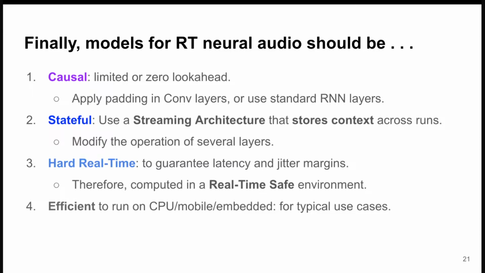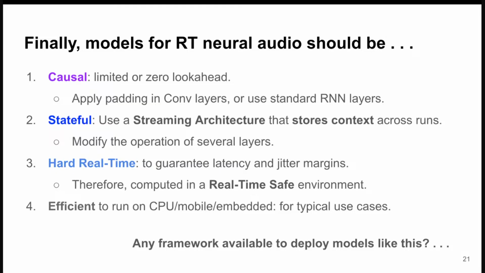And finally, we would like these models to be as efficient as possible in order to run on CPU and mobile and embedded systems for the typical use cases that we have. We're trying to perform, to clone a compressor, for instance, so we don't have enough time to send a bunch of samples to a GPU, perform the calculation there, and obtain the result. So in these cases, we need to have models that are really efficient in order to be able to run on CPU or mobile or embedded systems. So I wonder, what kind of framework do we have available to deploy models with all these requirements?